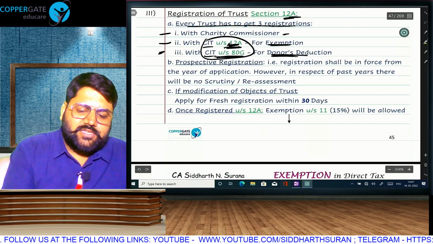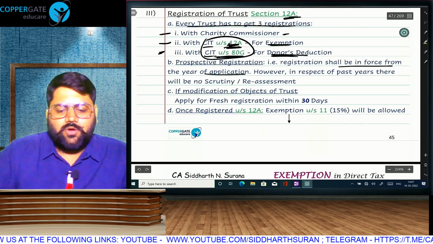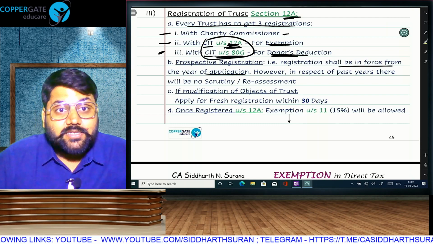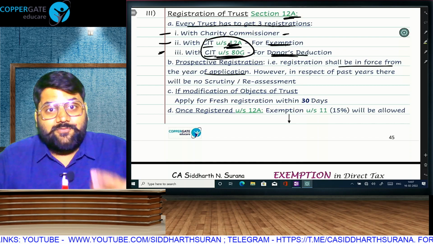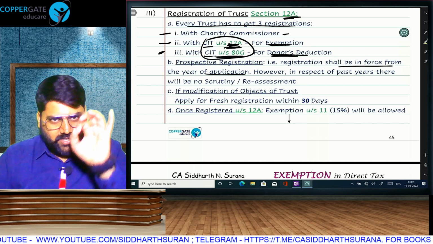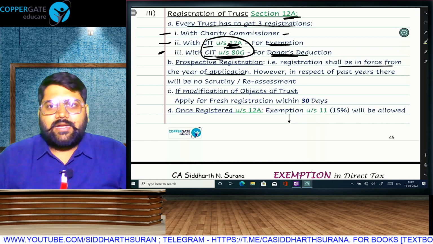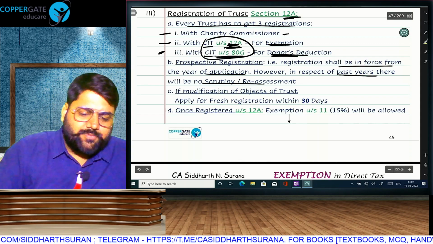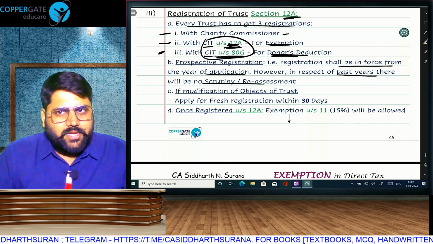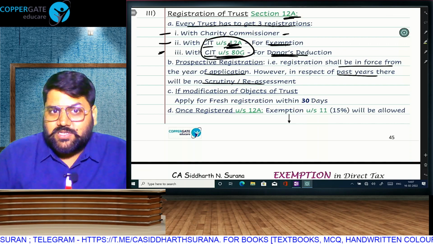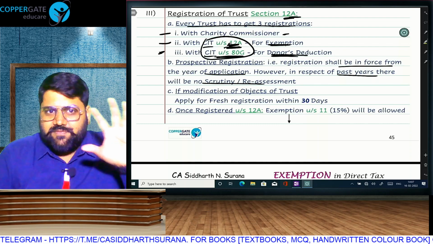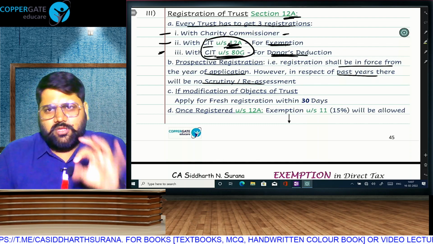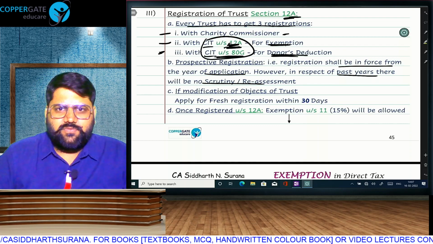Whenever you apply for registration, registration shall be in force from the year of application. The registration will be prospective. If you create a trust in 2010 and you apply for registration in 2021, your registration will come into force from 21. There is no concept of retrospective registration. But for the past years, we will not be doing any scrutiny or reassessment, because if we start doing that, then the trusts will avoid registering and they will always remain in the cash economy, parallel economy. We want them to come in the main channel, so there will be no scrutiny or reassessment of past years.